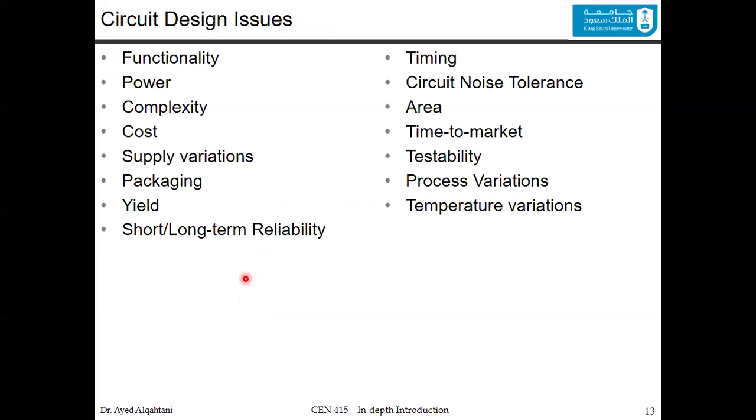There are many issues that we will talk about, like the functionality, the power consumption, the complexity, the cost, the supply variation, packaging, the yield, short and long-term reliability, timing, circuit noise tolerance, the area, time to market, the testability, the process variation, and the temperature variation. So some of these subjects we will give more time.